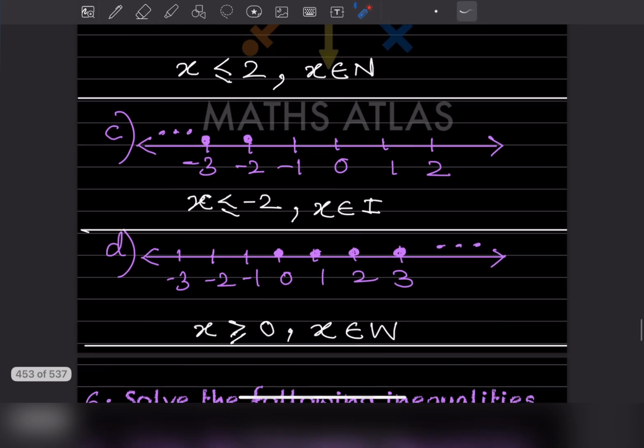Now here the dotted line is here, and here is a dot, meaning it goes on. Here we can see all the negative numbers. So x is less than or equal to -2, because we have to include -2 also. In negative integers, the bigger the number, the lesser the value, so -3 will be less than -2. This will go on, and these are the negative and positive numbers given here, so x belongs to integers, that is I.